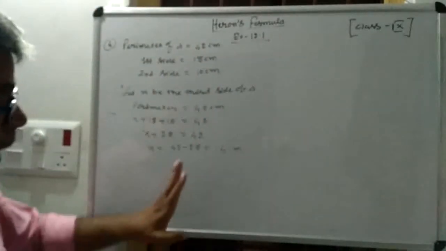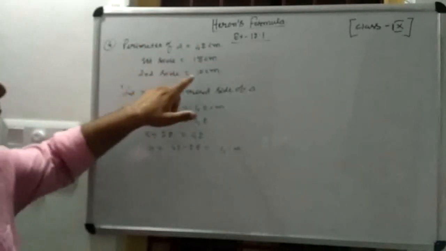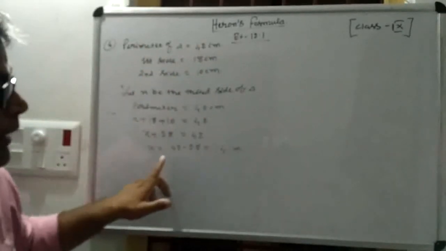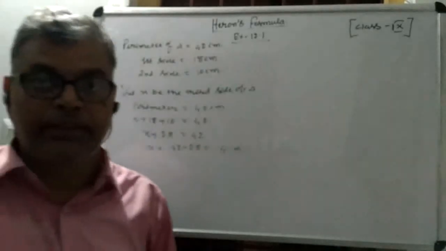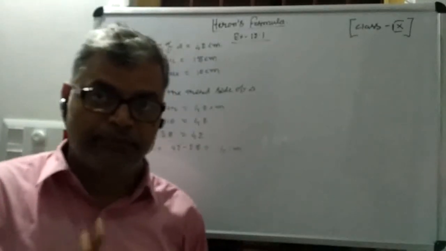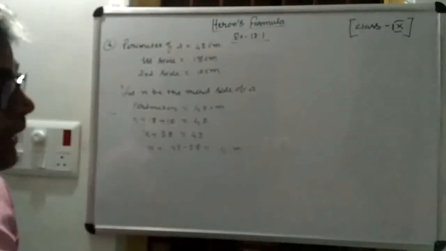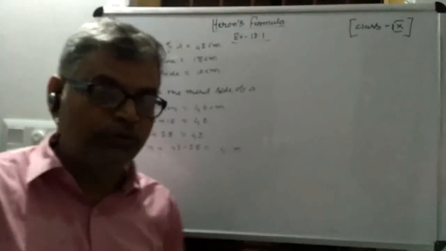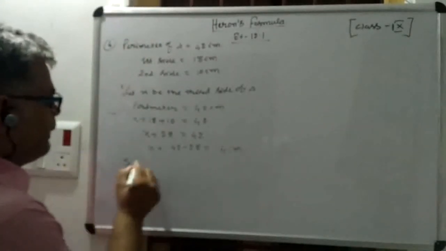So now we have all three sides of the triangle. First side is 18 centimeter, second side is 10 centimeter, and the third side we got is 14 centimeter. So now it is easier for us to calculate its area by using Heron's formula. So let's see, now we have to calculate its semi-perimeter.